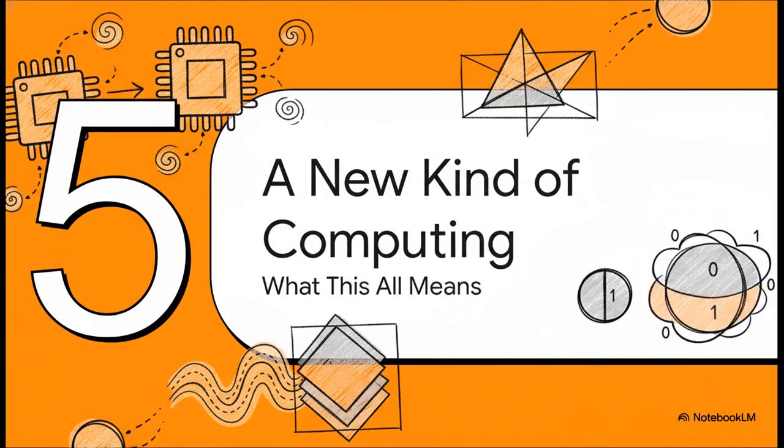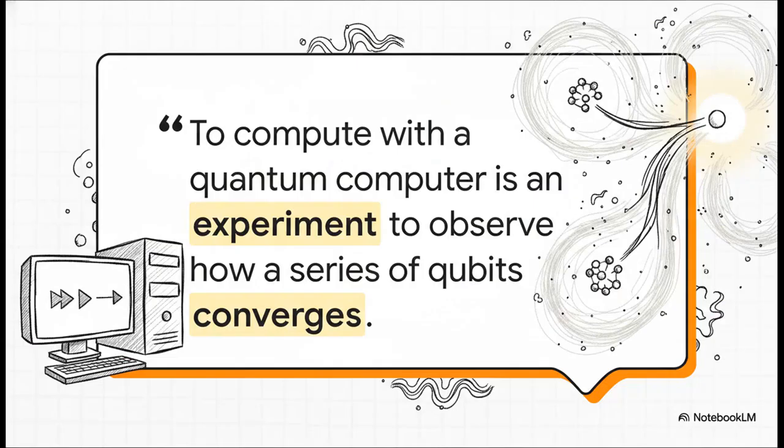So you see, this isn't just about making faster computers to do the same old things. This is about inventing a completely new way to compute, a new tool for a new class of problems. You know, a classical computer just crunches through instructions, one after another. But as our source material points out, running a quantum algorithm is different. It's less like calculating and more like setting up a really precise physics experiment, hitting go, and then watching to see how all those entangled possibilities collapse and converge into a single answer.